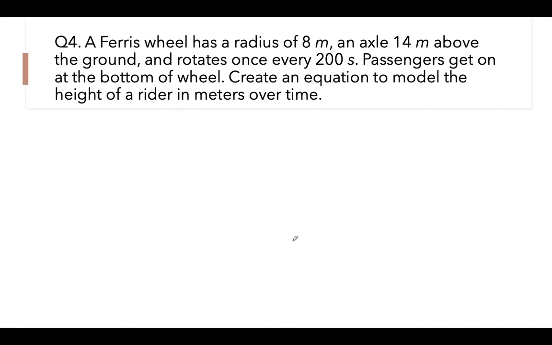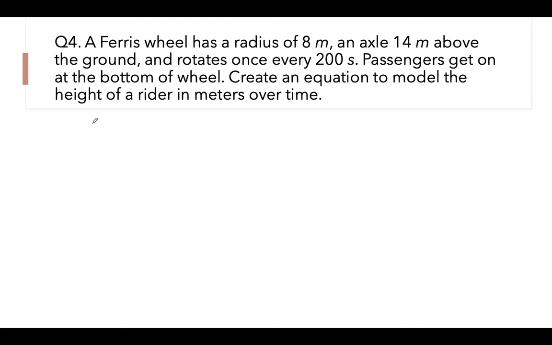Okay, question number 4. A Ferris wheel has a radius of 8 meters, an axle 14 meters above the ground, and rotates once every 200 seconds. Passengers get on at the bottom of the wheel. Create an equation to model the height of a rider in meters over time.